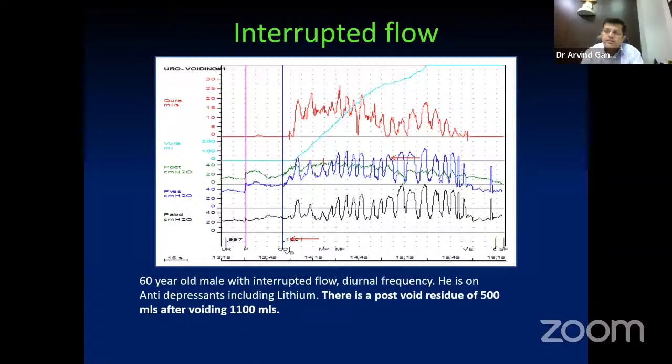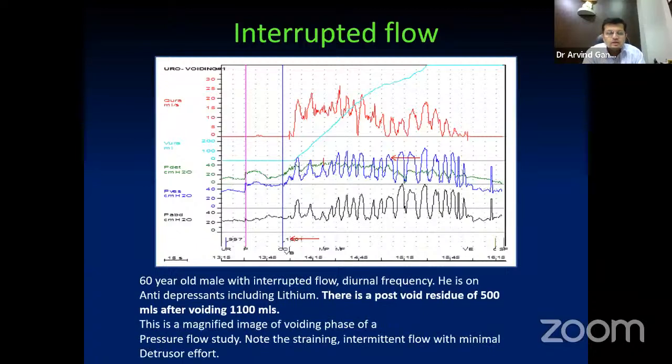So this is one history that you have to always ask in patients with neurovascular dysfunction, is whether the patient is on any antidepressants. The patient is keeping significant post-void residual urine and is voiding and is keeping this amount of urine after voiding, 1 liter of urine. So let me remind you that this is a magnified image of the voiding phase.